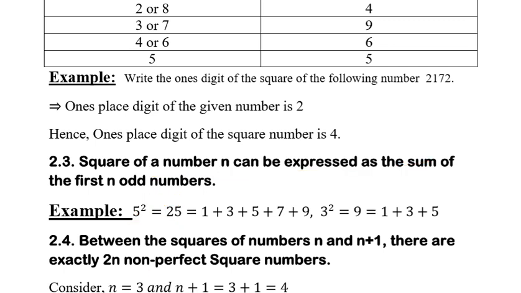Because I am going to find the square of 5, that's why we have to choose only 5 odd numbers, that is 1, 3, 5, 7 and 9. See, these are all odd numbers, 1, 3, 5, 7 and 9, and exactly 5 odd numbers you have to choose, and then only you will get the result. So that's why it is written: the square of a number n, that means 25, can be expressed as the sum of odd numbers.